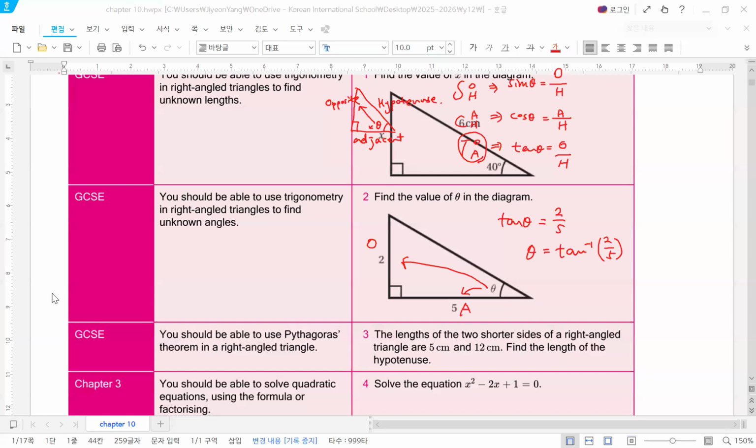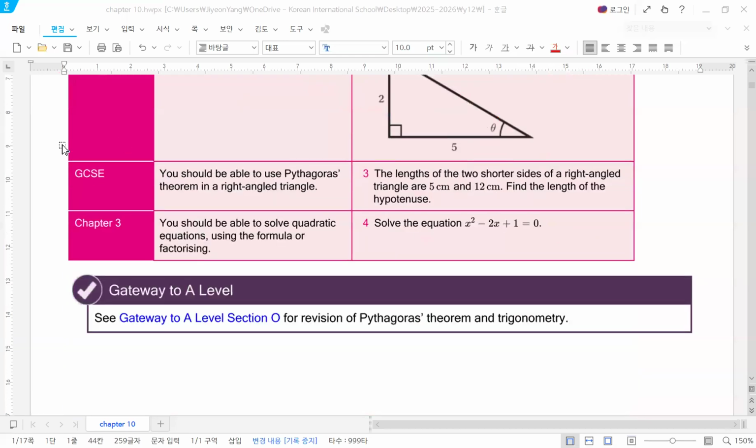Let's see the third question. The lengths of the two shorter sides of a right angle triangle are 5 centimeter and 12 centimeter. So there is a right angle triangle, and the two shorter sides means hypotenuse is the largest one, right? So except hypotenuse, two sides are given as 5 centimeter and 12 centimeter. What you need to find the hypotenuse is, yes, Pythagorean theorem. So hypotenuse is square root of 5 squared plus 12 squared. By using your calculator, you can find the value as 13 centimeter.